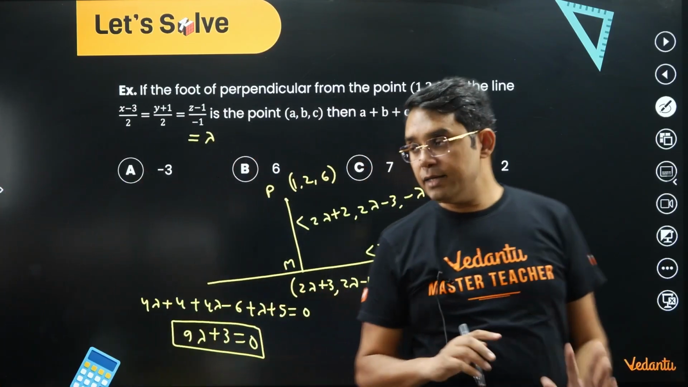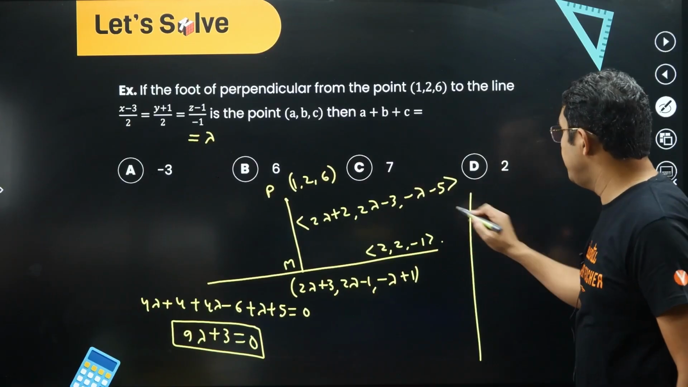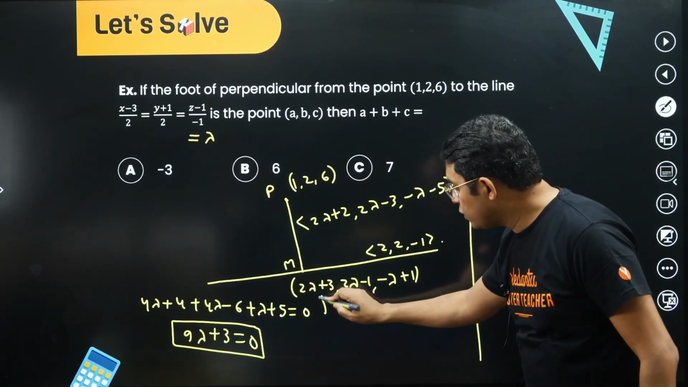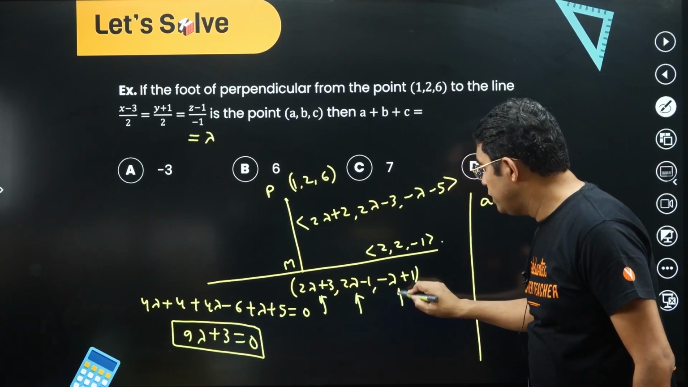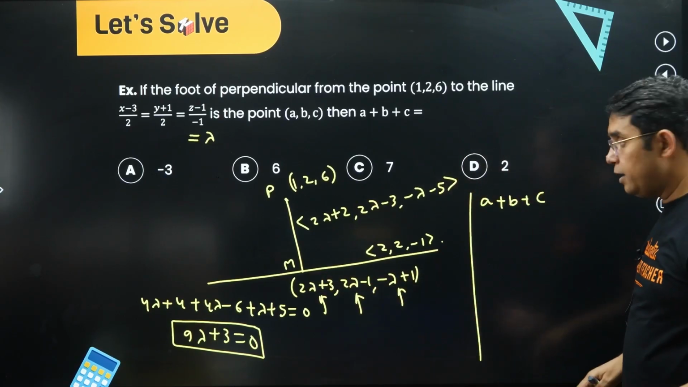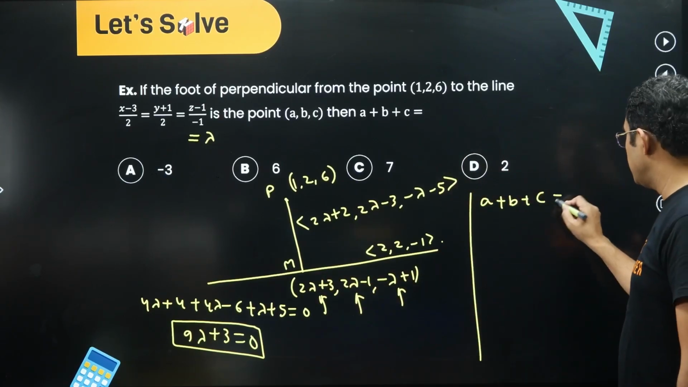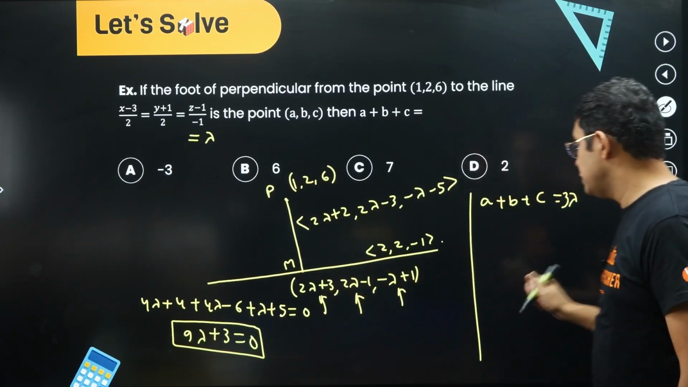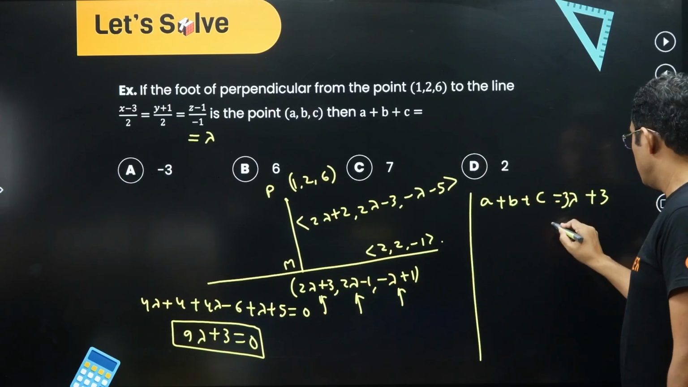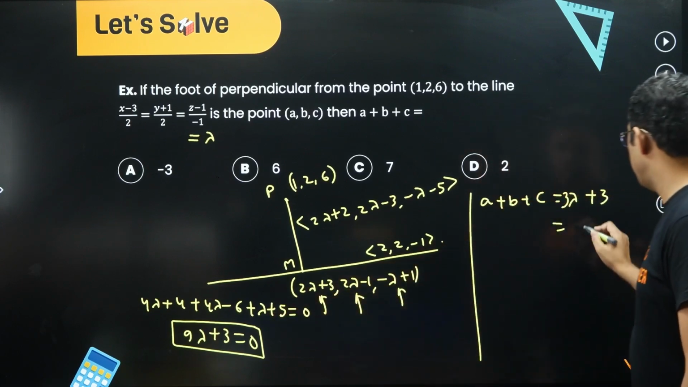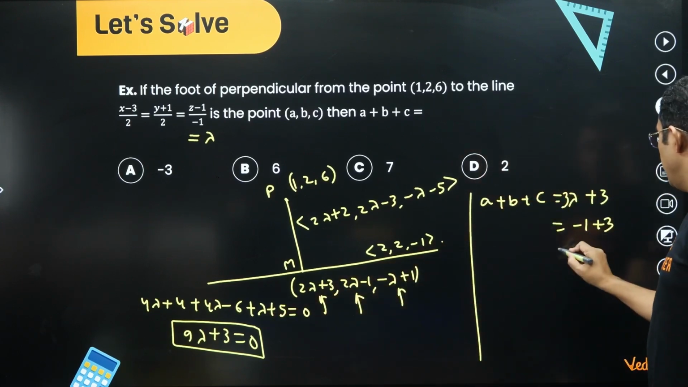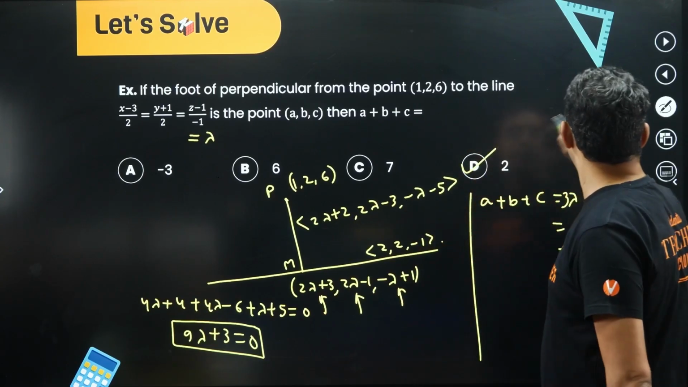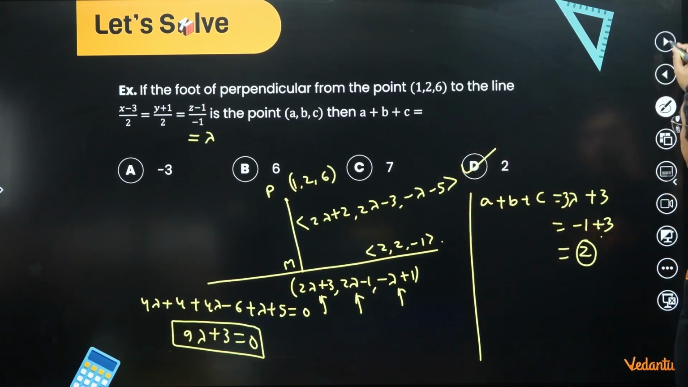Now we are asked to find the sum A plus B plus C. Now A plus B plus C is nothing but the sum of the x coordinate, y coordinate and z coordinate. So 2 plus 2, 4, 4 minus 1, 3 lambda, and the constant term will be just 3 only. So the value of 3 lambda from this is minus 1. So minus 1 plus 3 will be 2. So the answer of this question should be D. Yeah, the answer of this question should be D.